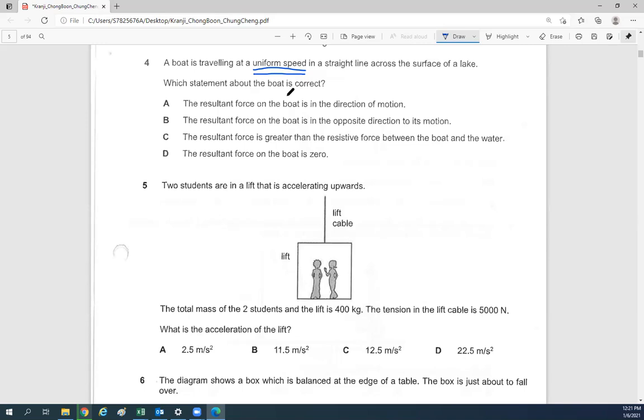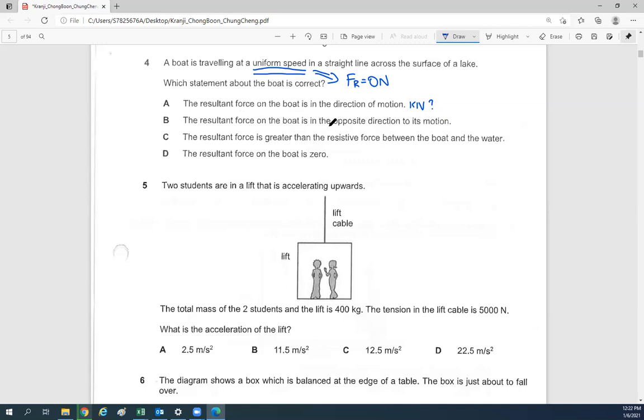Now, which statement is correct? The resultant force is in the direction of motion. In this case, I'm going to KIV first, because when I see uniform speed, straight away I know that the resultant force is 0 Newton. So there's no resultant force. So I'm not sure about this statement yet.